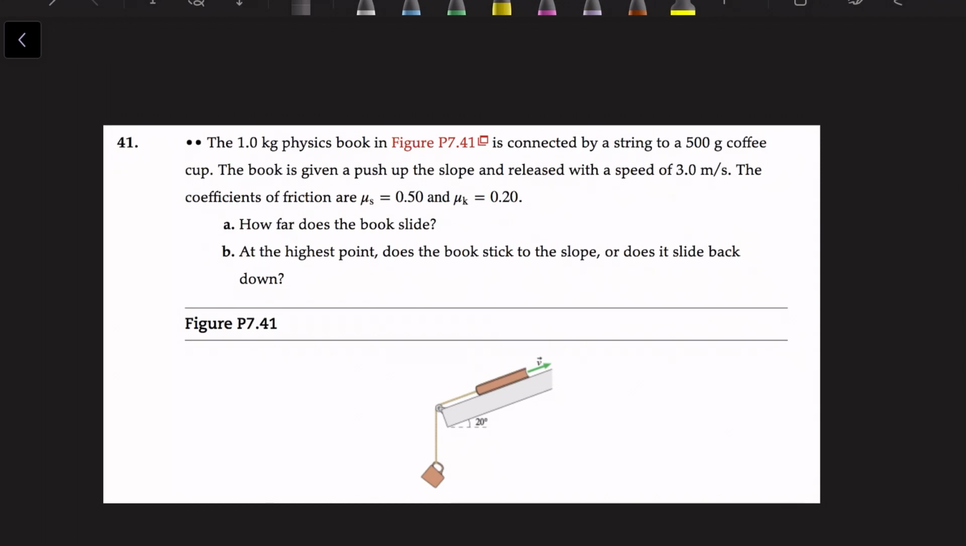So there's two parts. How far does the book slide, and at the highest point does the book stick to the slope or does it slide back down? Right off the bat, these numbers are important. Just looking at what we have, let's start by summing and drawing out our force diagram.